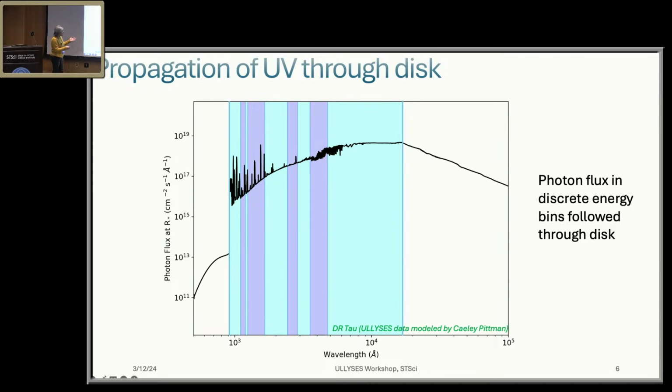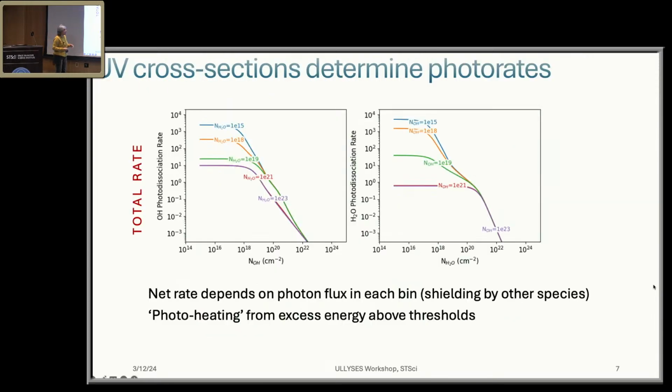In our models, we follow these discrete energy bins. They're very broad. I mean, Lyman alpha is the only one we do in any detail, because this is actually complicated to do. But we broke this up, and this breaking up is really based on dominant cross-sections, so dominant absorption cross-sections of different species. And I'm trying to give you a taste of that here.